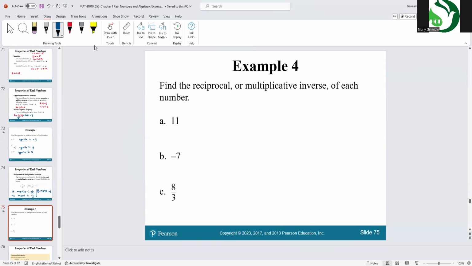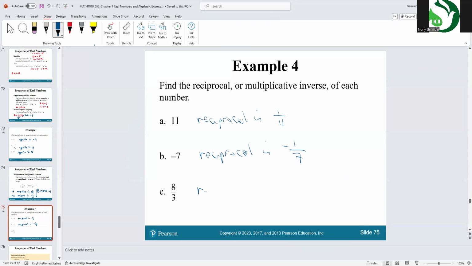Find a reciprocal, or multiplicative inverse, of each number. So the first number we have here is 11. What's the reciprocal, please? Reciprocal is 1 over 11. The next one, you can write it down or you tell me. Yes, negative 1 over 7. It doesn't matter where the negative goes.